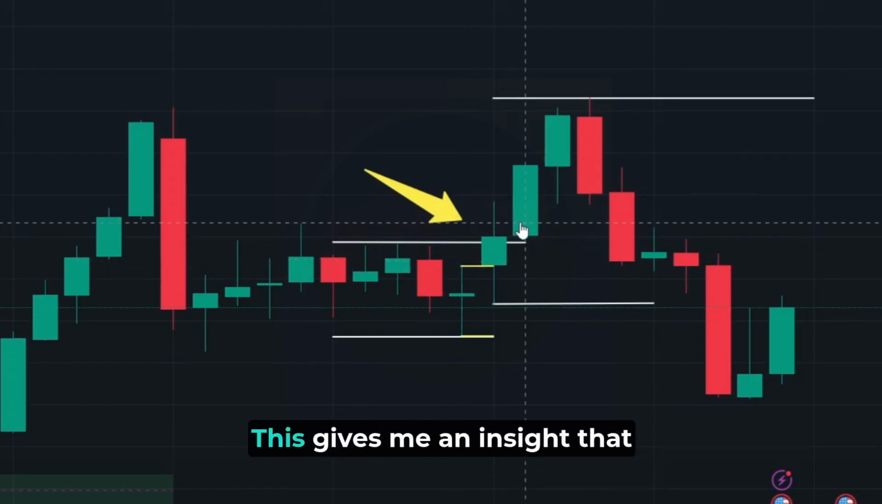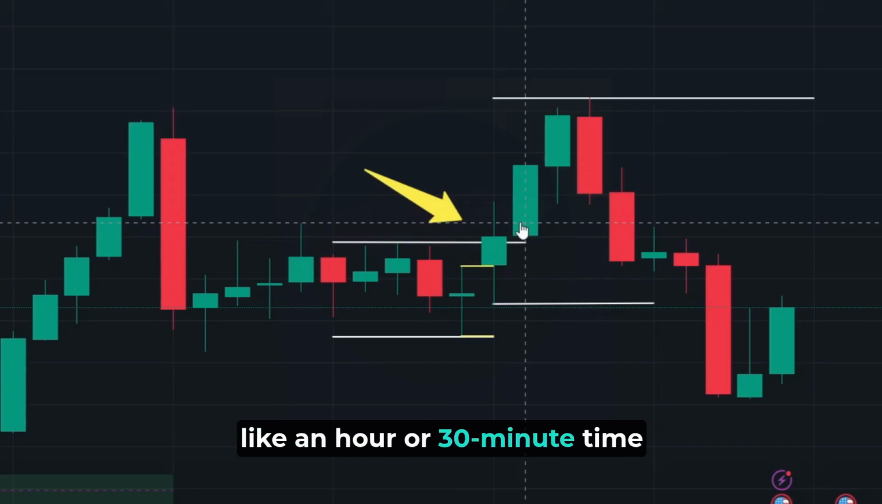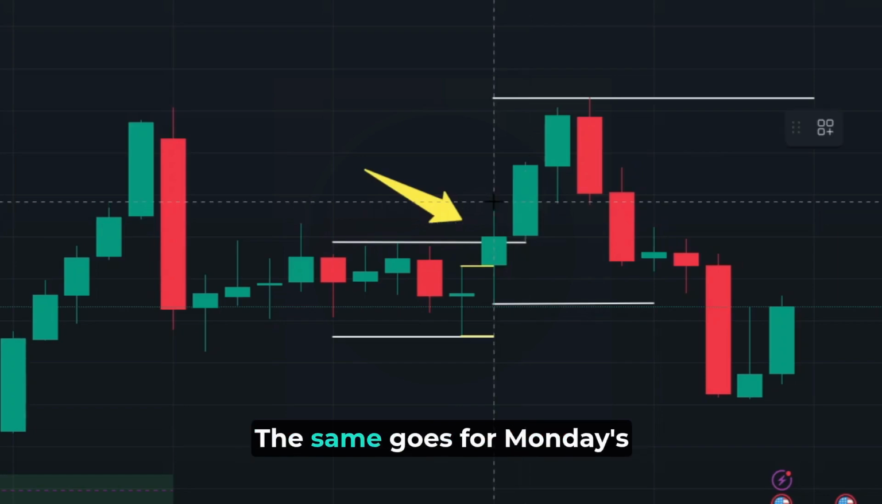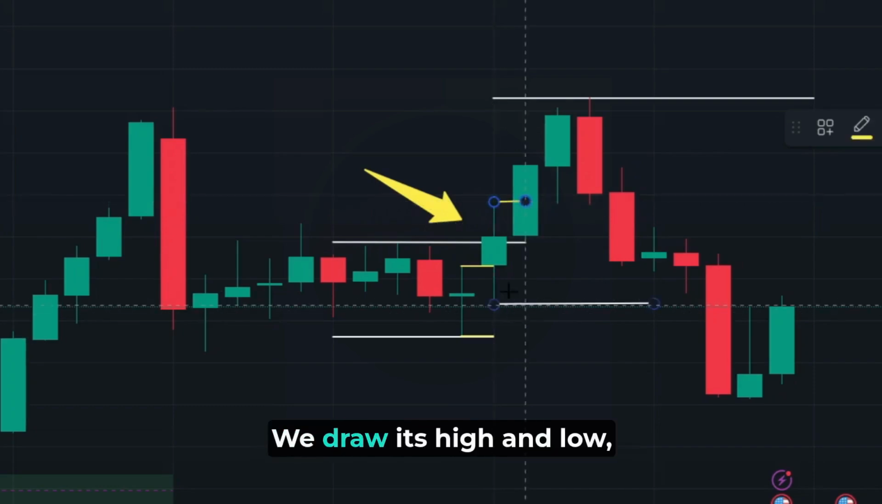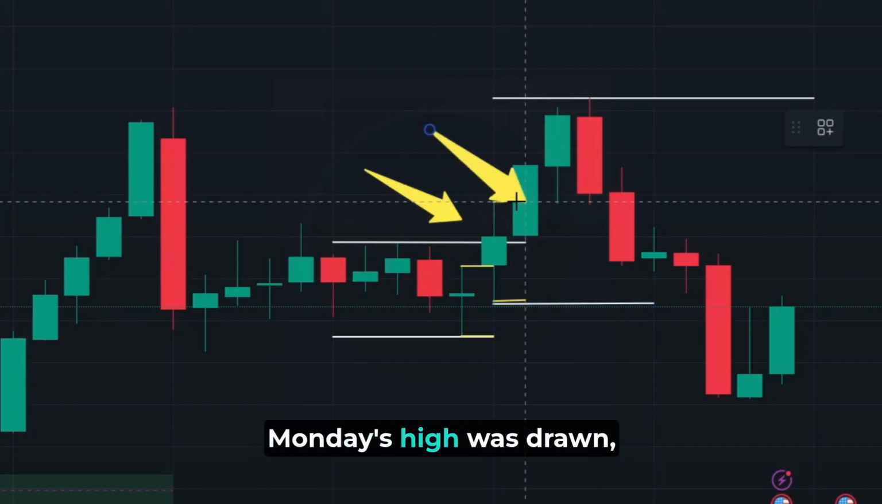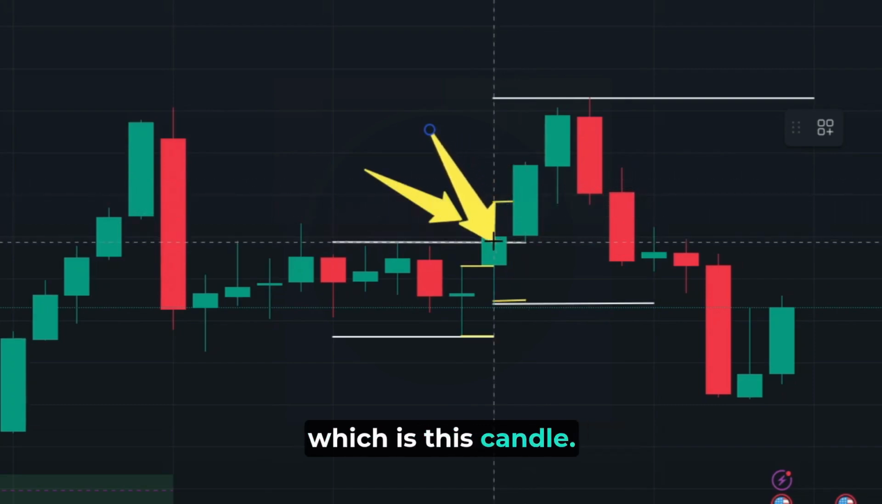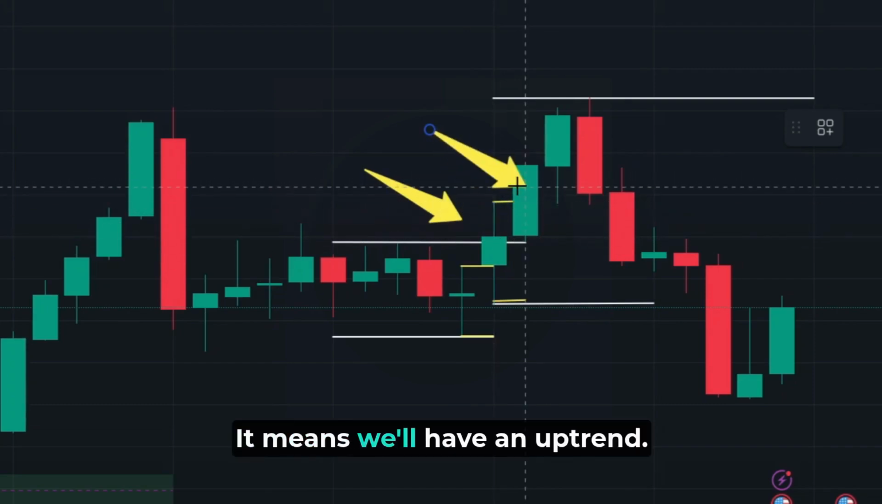On Tuesday, this gives me an insight that most of my trades should be buying. That is, when I switch back to a smaller time frame, like an hour or 30-minute time frame, to get trades, I try to focus on long trades. The same goes for Monday's candlestick. We draw its high and low and we see that Tuesday was also the same. Monday's high was drawn and the candle body closed above Monday's high, which is this candle. What does this mean? It means we'll have an uptrend.